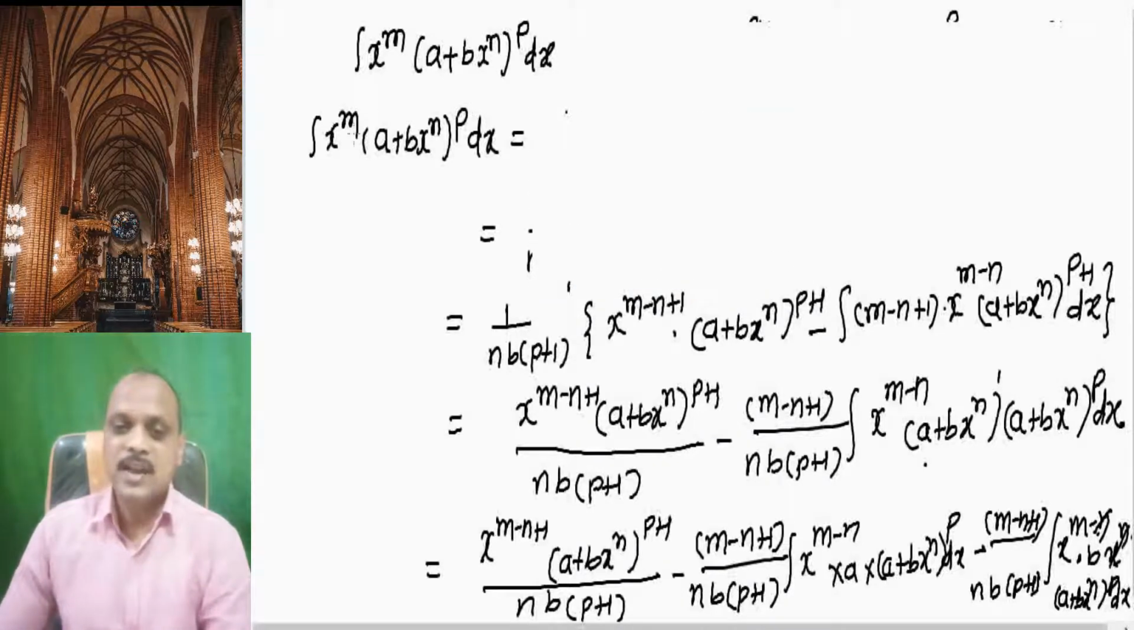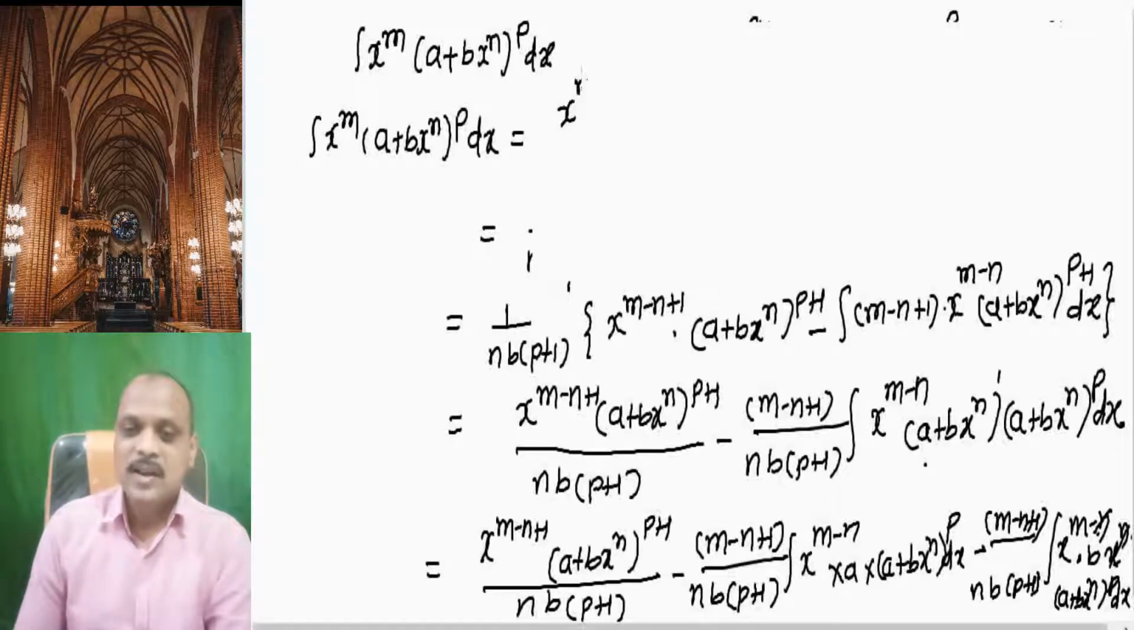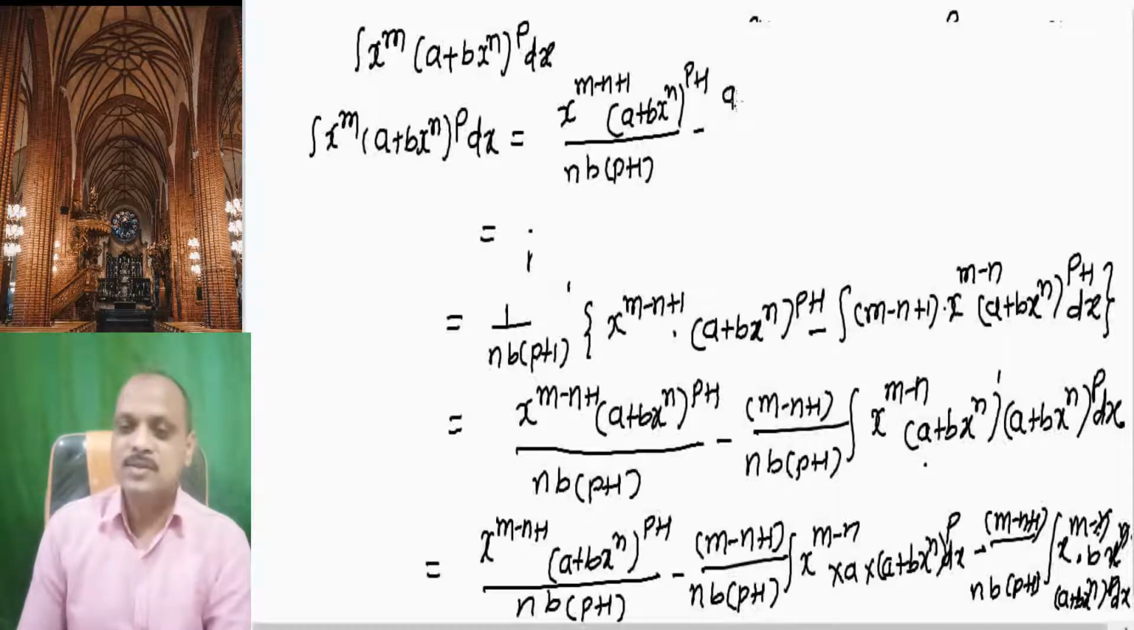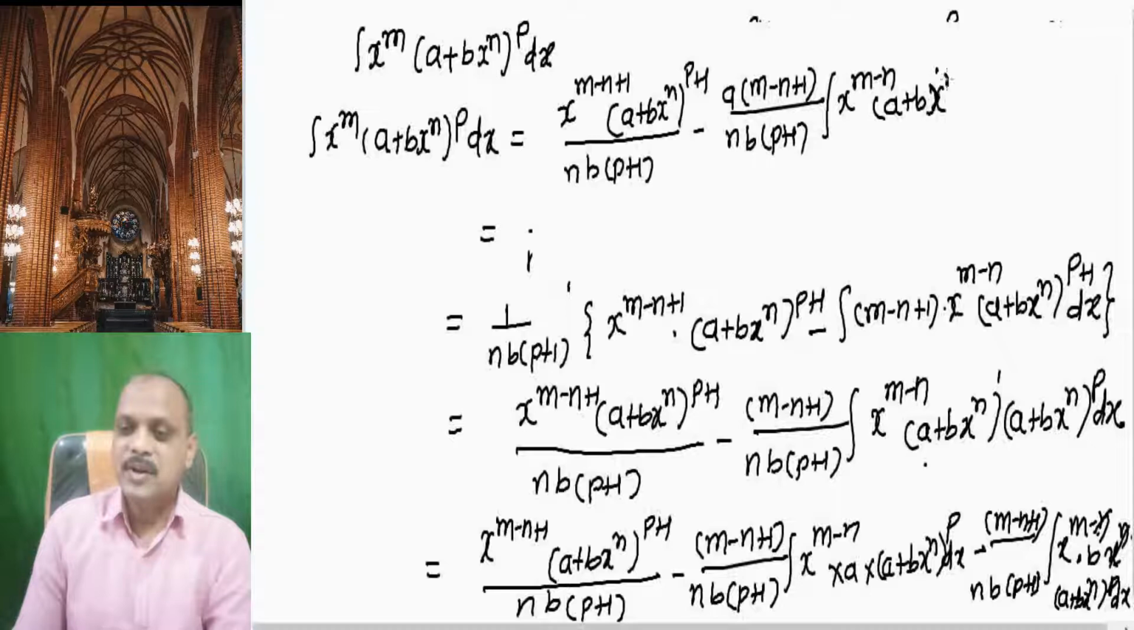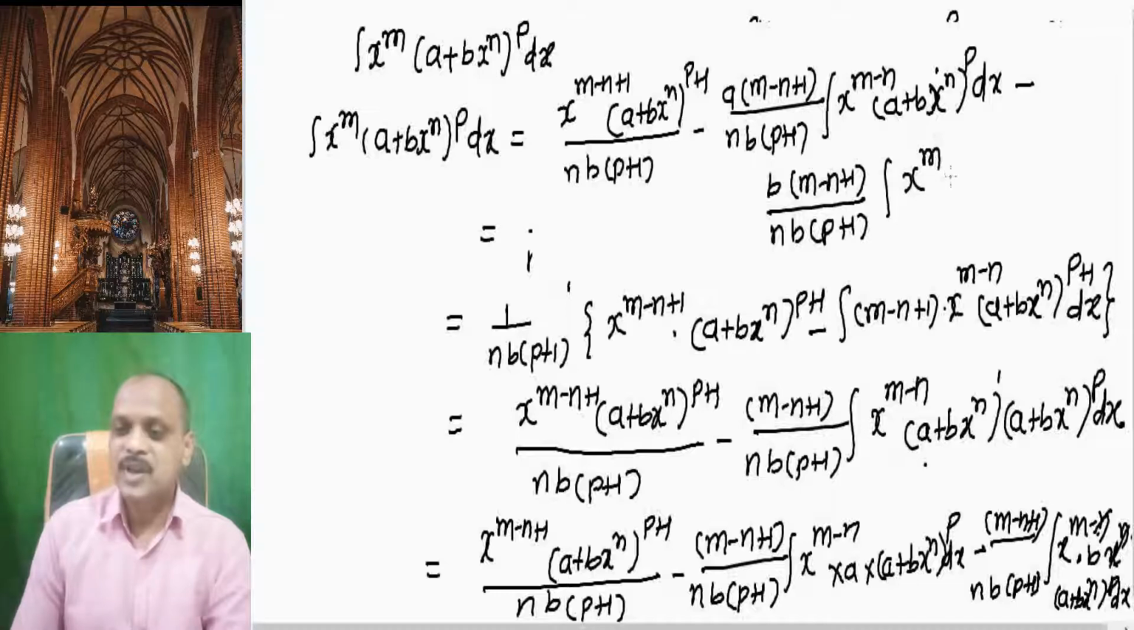Then see this last term. I will write the first two terms as they are: x raised to m minus n plus 1 into (a plus b x raised to n) whole raised to p plus 1, divided by n into b into p plus 1, minus, now in the second integration we have a constant, so we write it: a into m minus n plus 1 divided by n into b into p plus 1 into the integration of x raised to m minus n into (a plus b x raised to n) whole raised to p into dx, minus, see the last term, b constant, m minus n plus 1 divided by n into b into p plus 1, integration of x raised to m into (a plus b x raised to n) whole raised to p into dx.